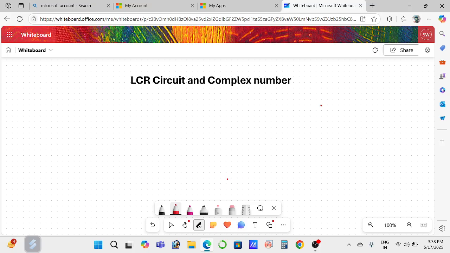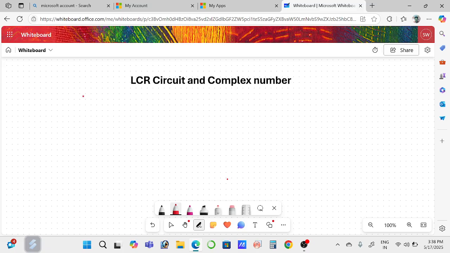Hello friends, today I'm going to discuss the LCR circuit and complex numbers. To actually analyze the LCR circuit in case of an AC source, you need to apply complex numbers. So first of all, I will provide a simple introduction to the complex number. Then we will discuss how to analyze the LCR circuit.